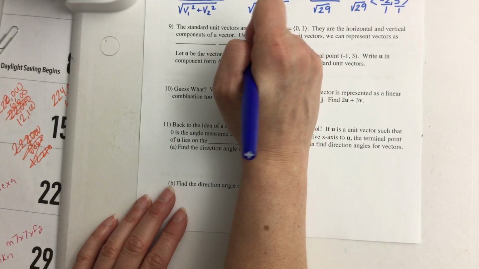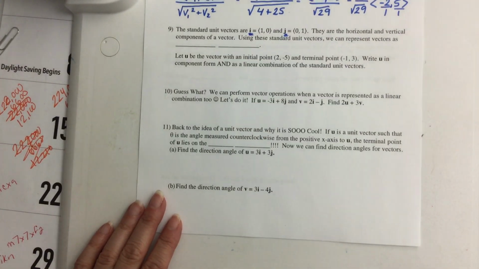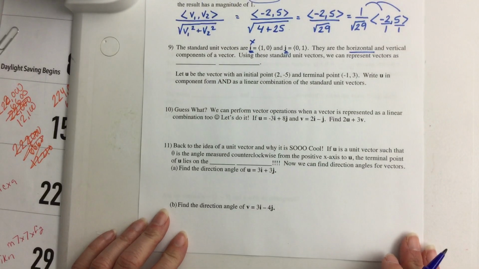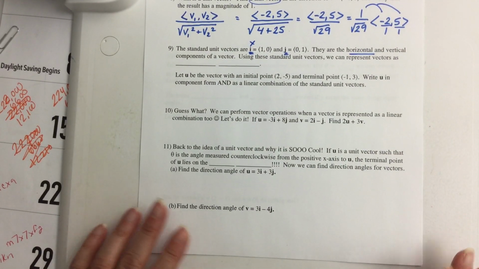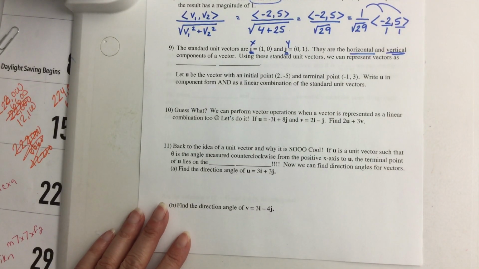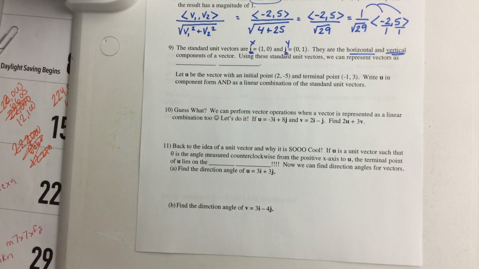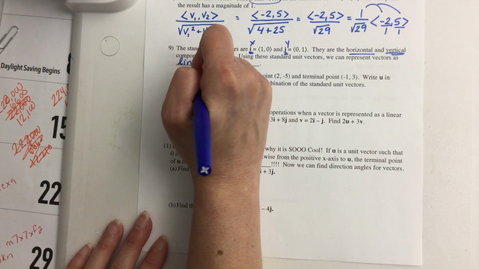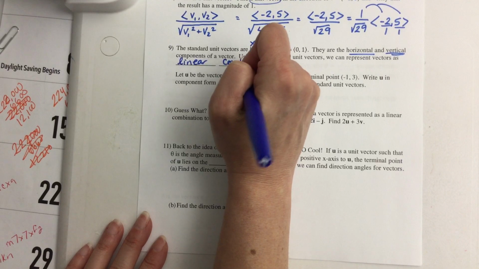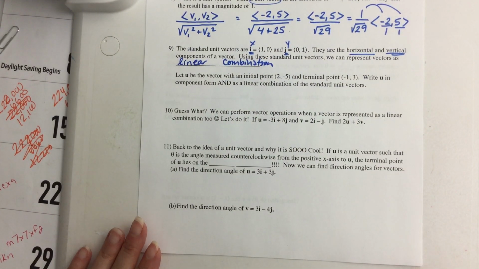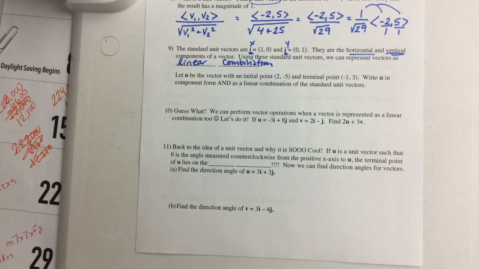Then what happened is they added in i and j. Remember, i represents the x or the horizontal value in a component form of a vector. j represents the y or the vertical value. When you write your solution using i and j, what that's called is a linear combination. So it does not change the value at all. It's just an alternate way of writing your solution. Again, that's called a linear combination.